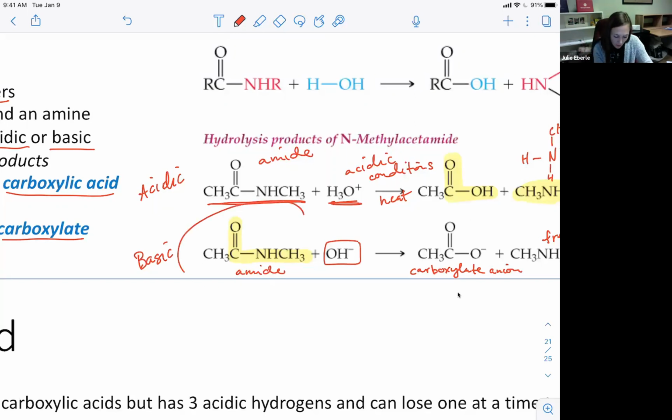Here, we are taking this whole molecule right here and we're breaking it into two pieces. And where are we breaking it? Right here. We're breaking that bond. And we're making some kind of an amine. It might be a free amine or an amine salt. And then we're restoring some form of the carboxylic acid. It might be the neutral carboxylic acid, or it might be the carboxylate anion, depending if you do this under acidic or basic conditions.